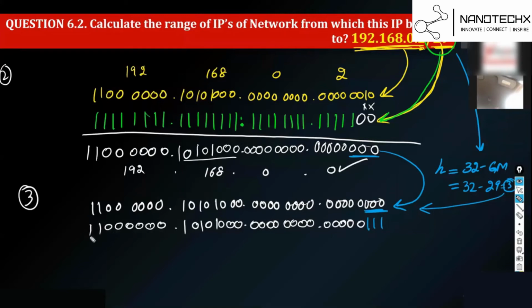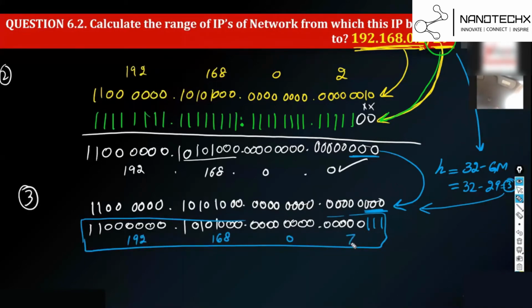0011. This is our network number, right? We can convert it into our normal number. This is 192, this is 168, this is 0, and 111 is what? It is 7. So what is our range, guys? What is our final range? The range of IP addresses is 0 to 7.